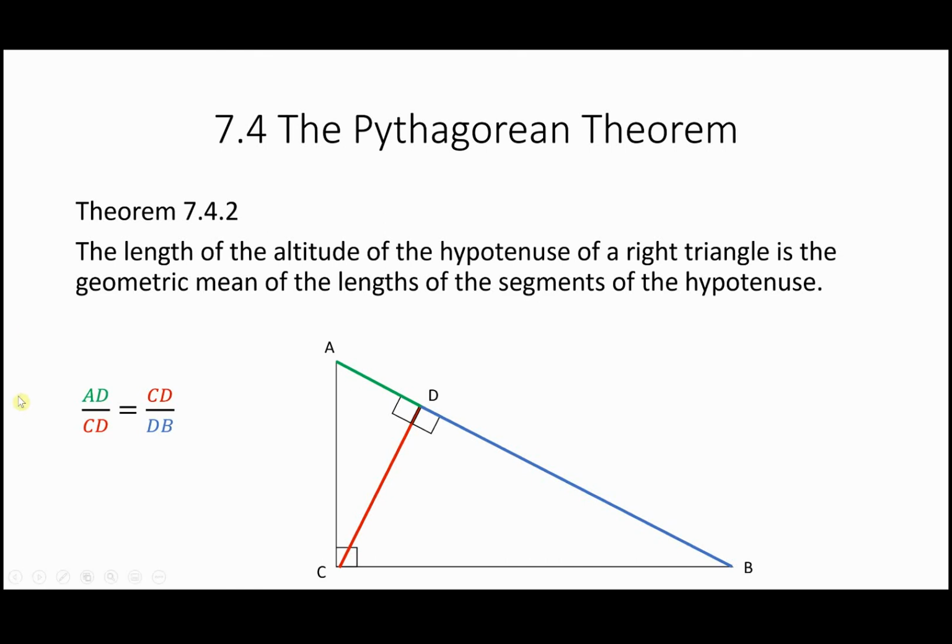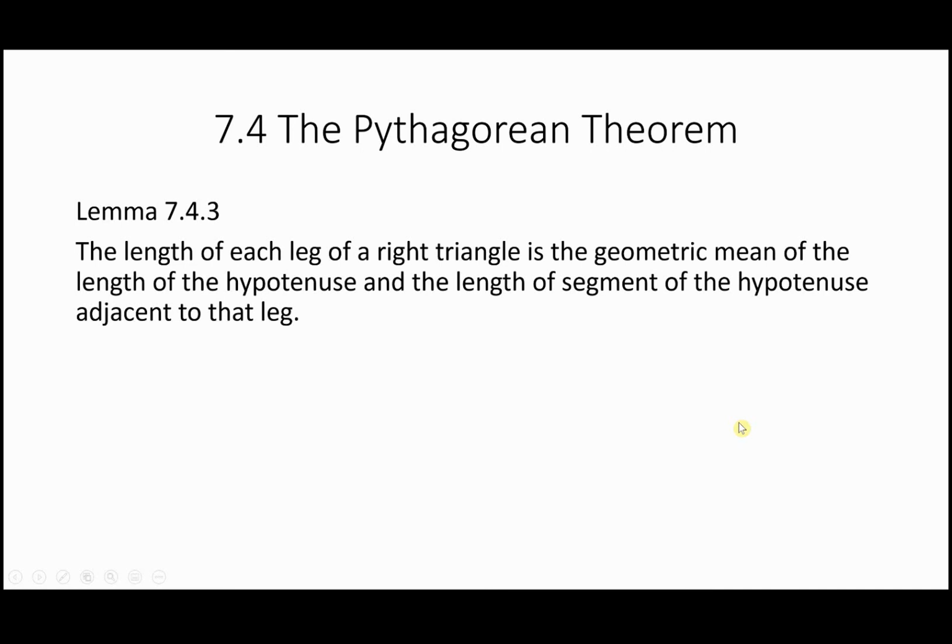Okay, so remember the setup with the geometric mean because it's going to come about in the next theorem as well. Okay, here we go. Actually, it's a lemma, so it's a little bit of a subtheorem. It says the length of each leg of a right triangle. Now remember, right triangles have two legs. Those are just the edges of the right triangle that are not the hypotenuse, and there's two of them and they need not be the same length, okay? Each leg of the right triangle is the geometric mean.